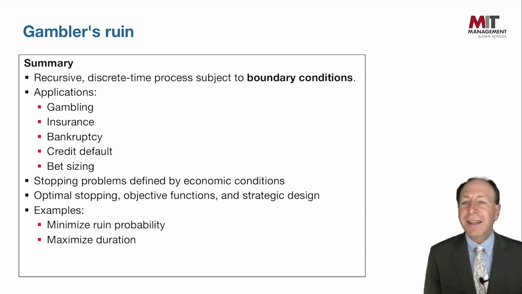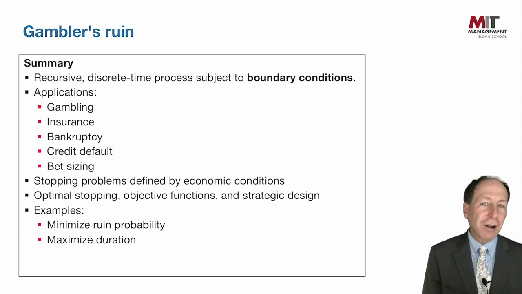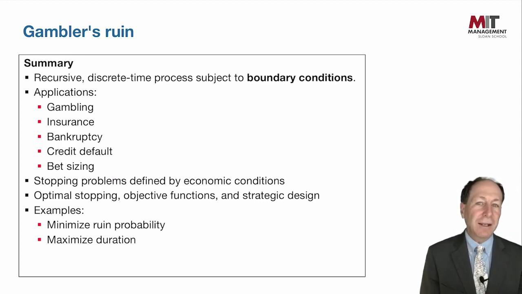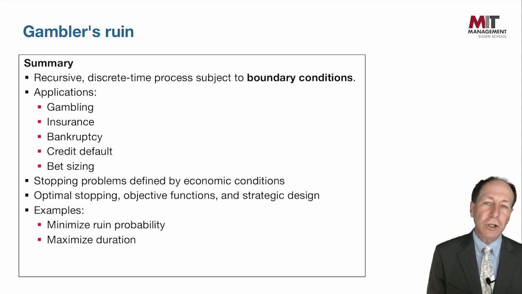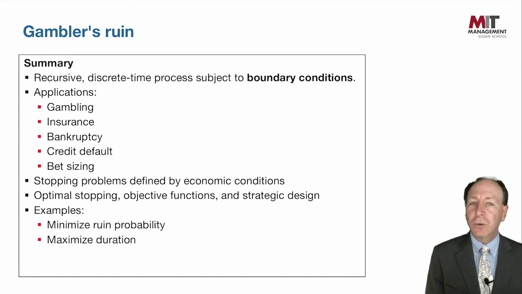So let's summarize. Gambler's Ruin is a problem which has a recursive structure. It's a discrete time process in money rather than in time, and it's subject to boundary conditions. The boundary conditions tell us when the process terminates. It's got applications to gambling, obviously, to insurance, where the ruin problem in the insurance literature is finding the probability that you have adequate capital to never get ruined by random processes which represent the arrival of insurable claims or losses. It has applications to thinking about bankruptcy likelihood, to credit default, and to bet sizing in investment strategies or in gambling strategies.